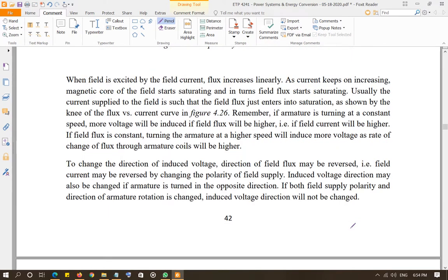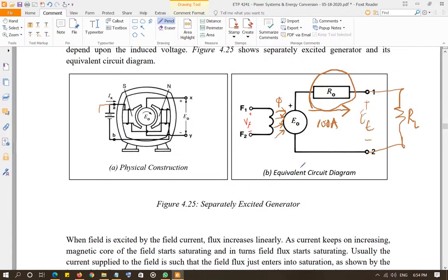And how do you change the direction of the induced voltage? Right now the voltage is induced such that positive is on top, negative at the bottom. So to change the direction of the induced voltage, you can do two things. Either you can rotate the armature in the opposite direction, or you can connect the field power supply in the opposite direction such that the flux direction that is linking with the armature is in the opposite direction. So either one way can be used to change the direction of the induced voltage.